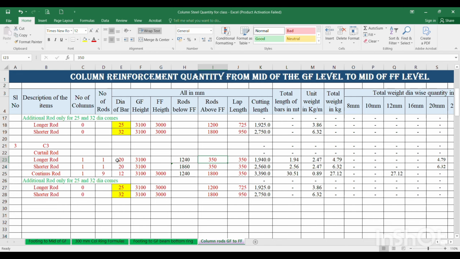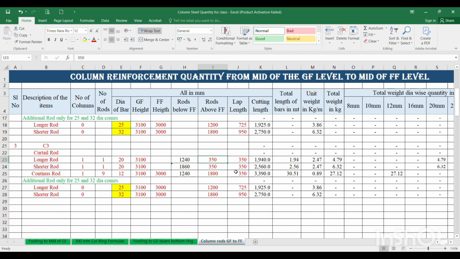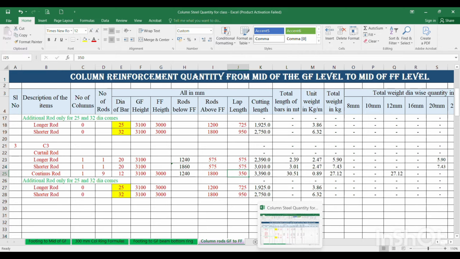As for the 20 mm dia, what is the lap length? For the 20 mm dia, our lap length will be 575. So this 575 mm will go above first floor level, and as it is lap length also 575 mm for the below rod lapping. Now 20 mm curtail rod is over.